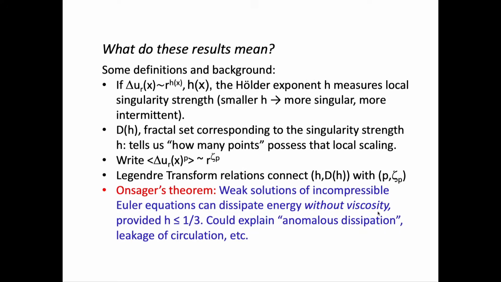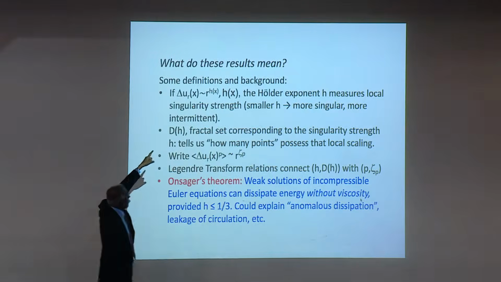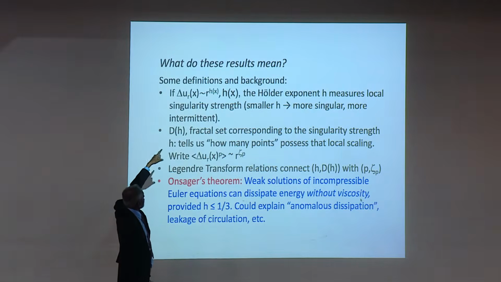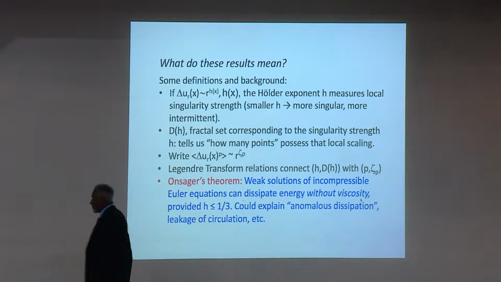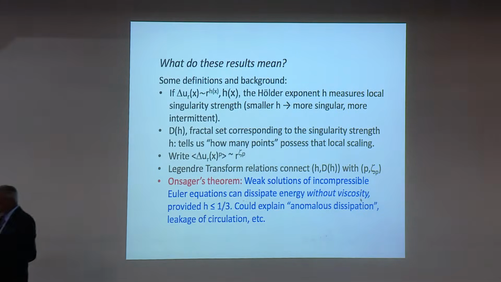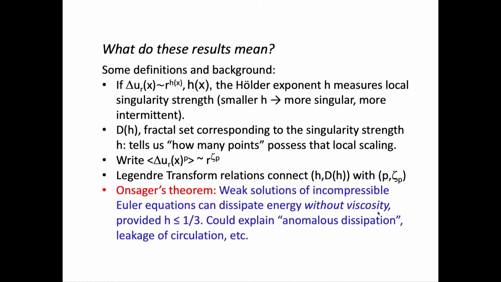Now, what do these results mean? So that's the main question we should ask. So let me give you some definitions and background first. Delta u_r there, the first bullet, is the velocity increment between 2 points which are sitting next to each other, r being the separation distance between them. And this is what I said Kolmogorov started with. Now it's conventional to write this as r to the power h of x. And this h of x is the so-called Holder exponent that is characteristic of the property of velocity difference locally.